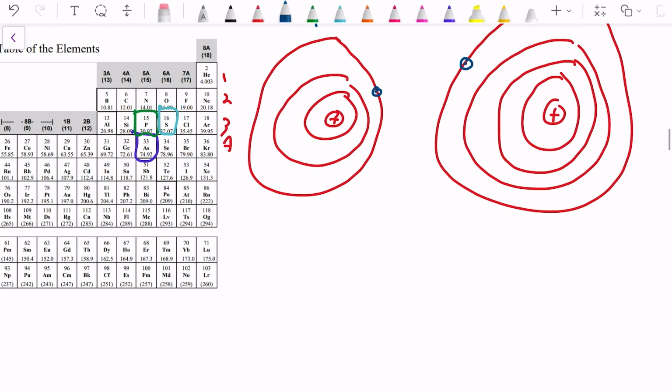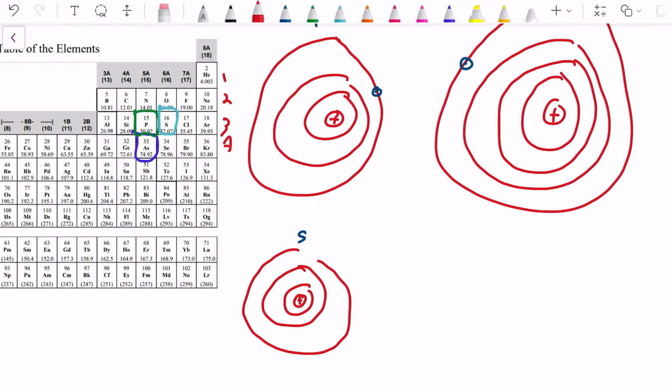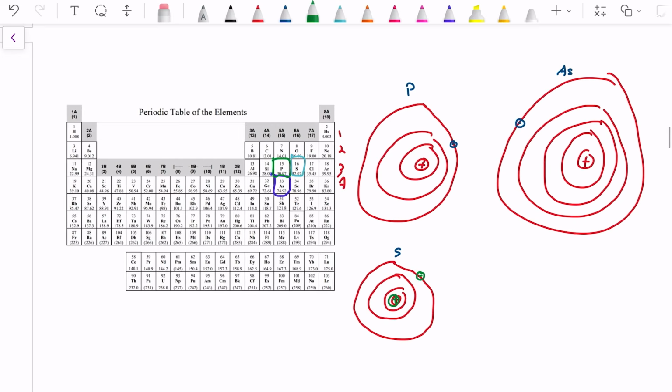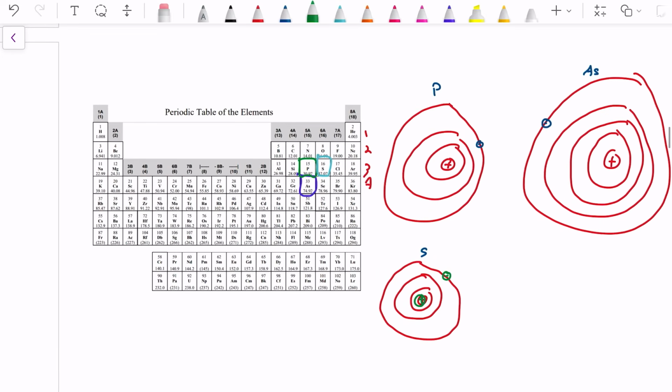That was arsenic. Now when we compare this to sulfur, sulfur has the same number of energy levels that phosphorus has, the 3, but sulfur has one more proton, so its nucleus is just a little bit stronger, and those outermost electrons that are nearly at the same place as phosphorus's, it's going to be able to pull a little bit harder. So that's why we see the trends in electronegativity that we do.